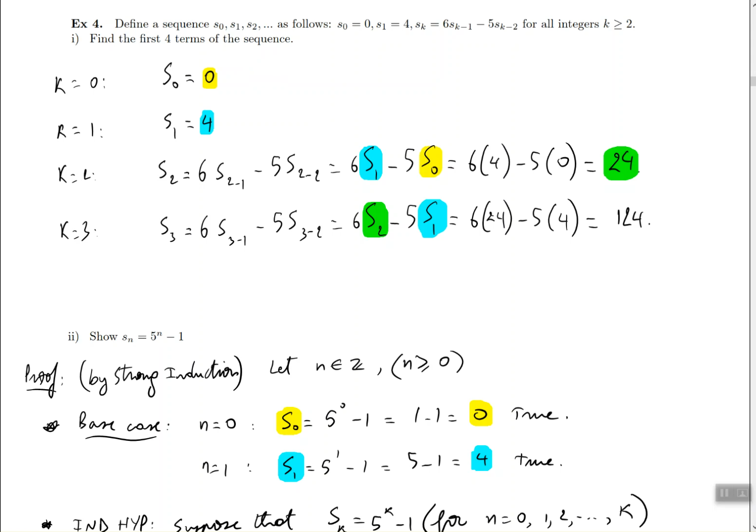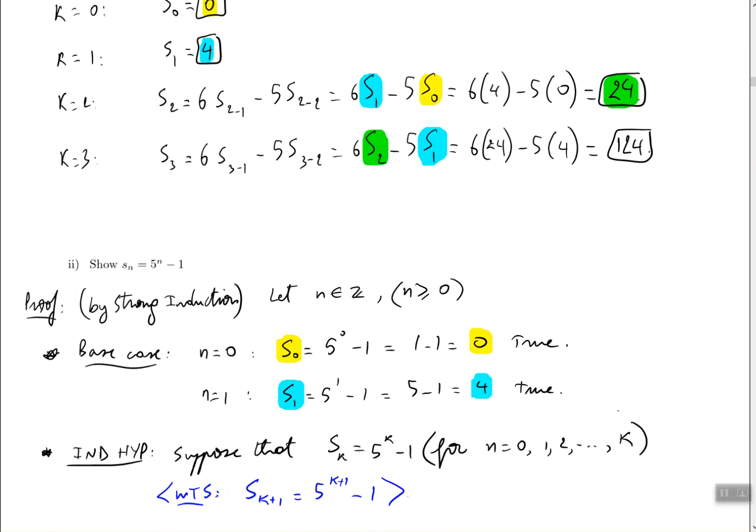So what I'm noticing right now is that there's a 0, there's a 4, there's a 24, and there's a 124. So they all look like powers of 5, but maybe take away 1. And that's the purpose of the next part of the question, to show that this pattern is actually going to hold. So every s that we come up with is going to be a power of 5, but take away 1. So the proof relies on strong induction, and there's the beginning of the proof.